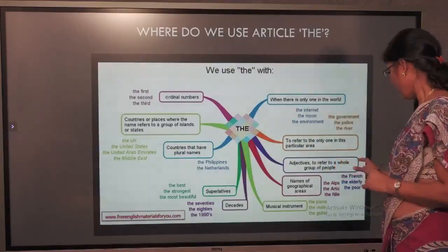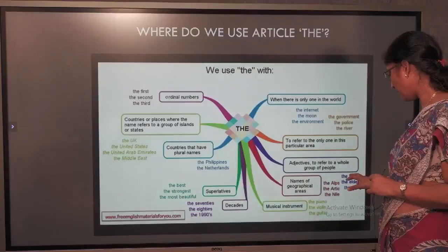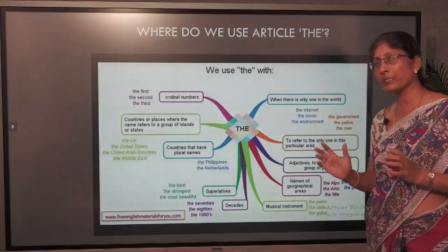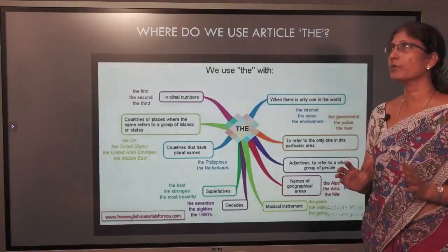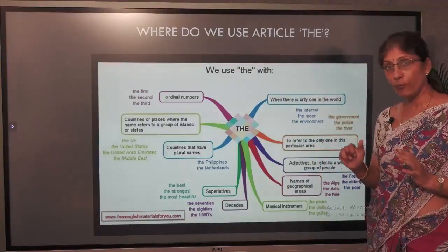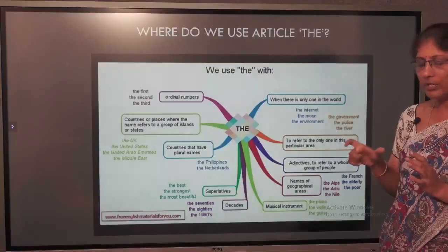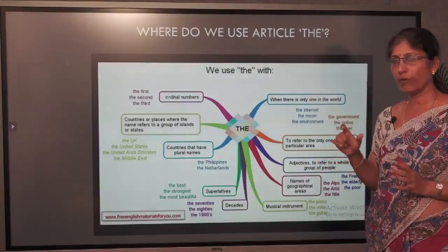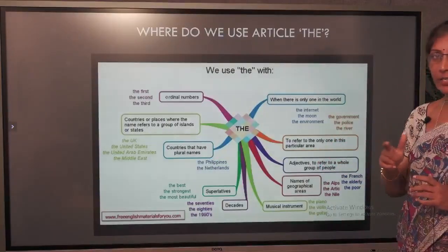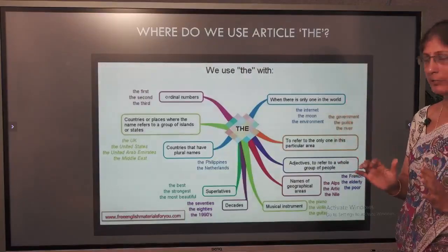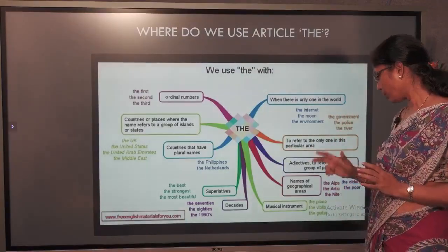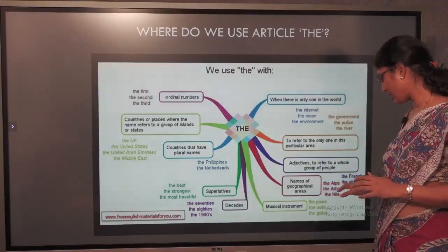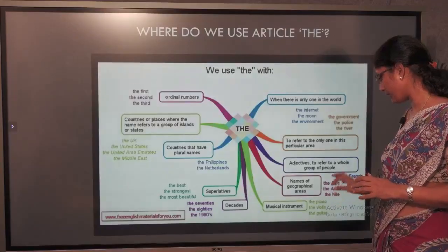So when we place the before that adjective, the French, then it represents the whole class. Suppose rich is an adjective. If you place the rich, then the rich indicates the rich people. The poor. So if you place an article before an adjective, it symbolizes the whole class. Next, names of geographical areas. So the Alps, that means mountain ranges, the Arctic, the Nile.